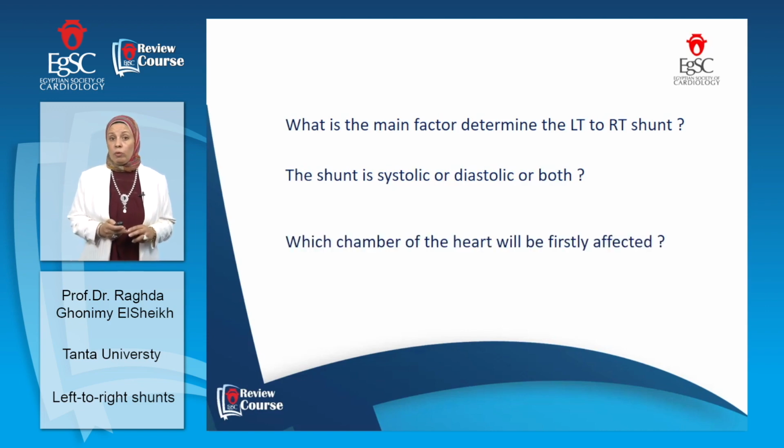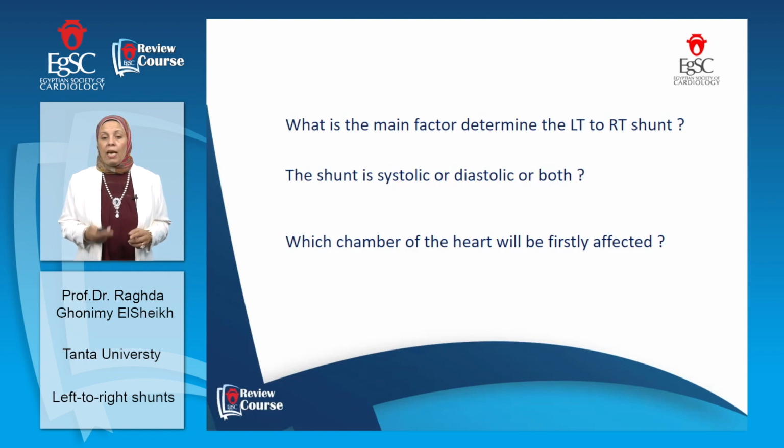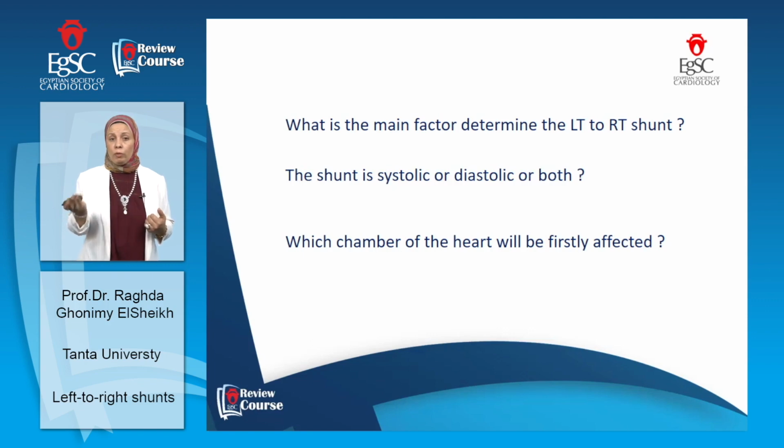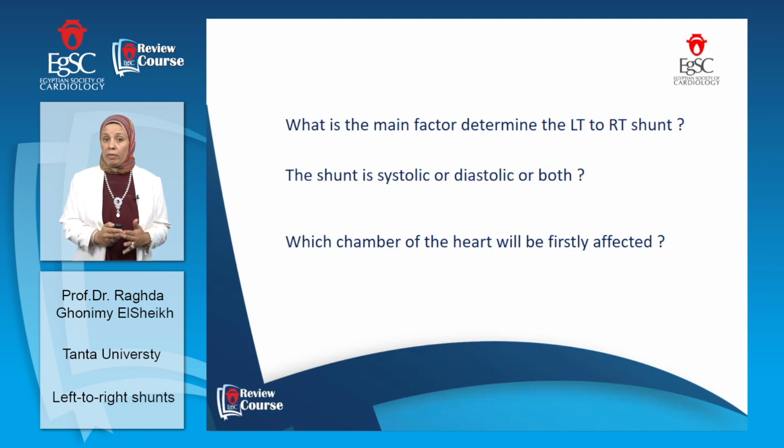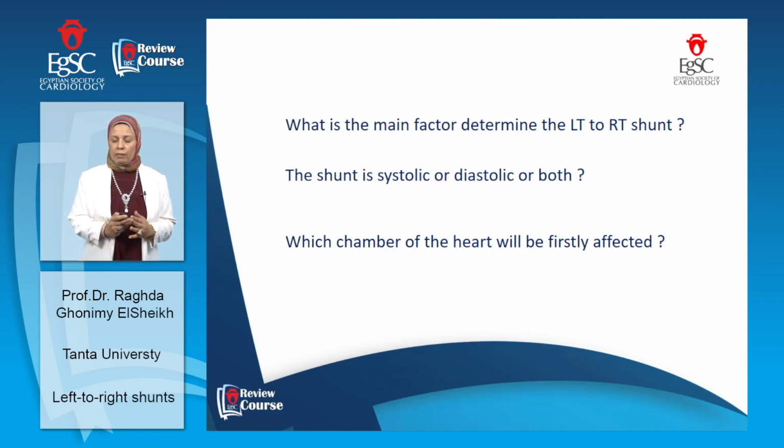Which chamber of the heart will be firstly dilated? Is it the right ventricle, right atrium, or the left atrium? Actually, the chamber affected first is the left atrium, because the shunted blood enters the right ventricle in systole, so all the blood will go through the pulmonary artery to return back to the left atrium through the pulmonary vein. So the first chamber affected is the left atrium. We can appreciate in all cases of significant VSD, left atrium and left ventricular dilatation.